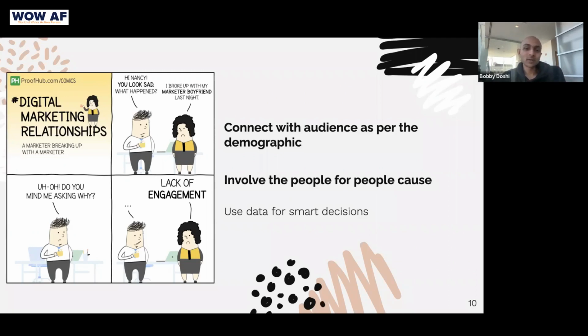Are we connecting with the audience as per the demographic? Second is to involve the people for the people's cause. Are we involving the people in water conservation? Who's going to benefit at the end of the day? The humans of this world, right? So are we involving people in this cause? Are we making them go out and do something?